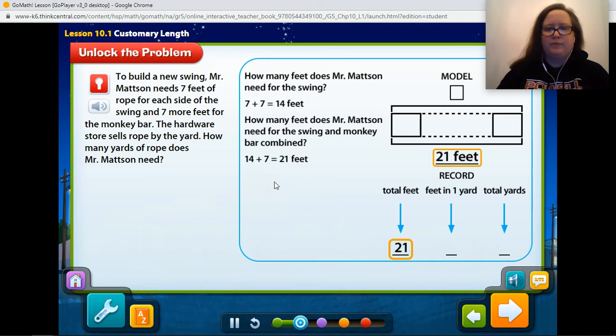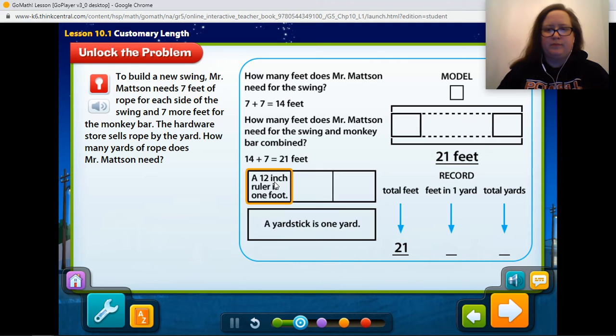The bar model represents the combined length of the rope, 21 feet. Record the value in the equation as well. Next, you need to find out how many yards of rope Mr. Matson needs. For this, you will need to know how many feet are in 1 yard. Let's compare a ruler to a yardstick to find out how many feet are in 1 yard. A ruler is 12 inches, or 1 foot in length. To find out how many feet are in a yard, we can see how many rulers fit into 1 yard equally.